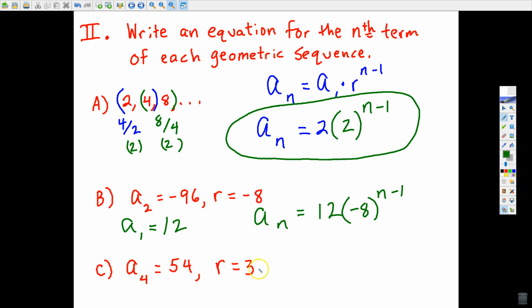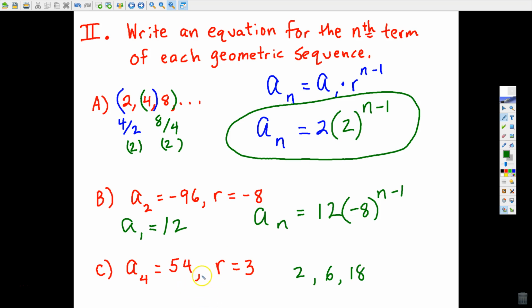They gave you the fourth term, they gave you the common ratio, but we need the first term. How do you think we're going to find it? Okay, if we divide by 3, 54 divided by 3 is... 18. Okay, that's the third term. Divide by 3 again, and 6. That's the second term. Divide by 3 again, and 2. Okay, we found the first term. Now we can use the formula. Do you follow me with that?